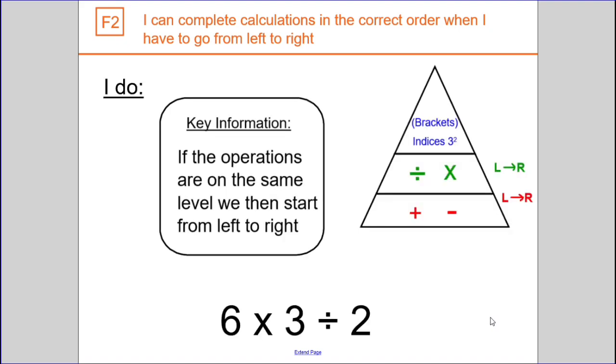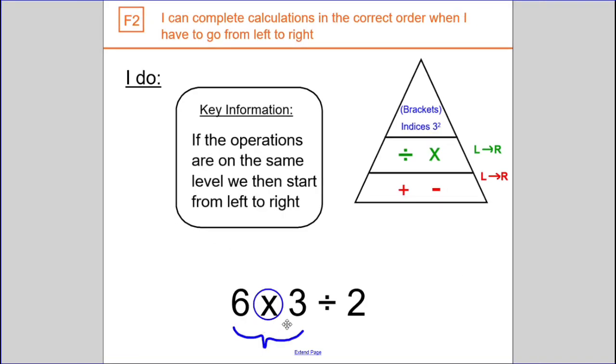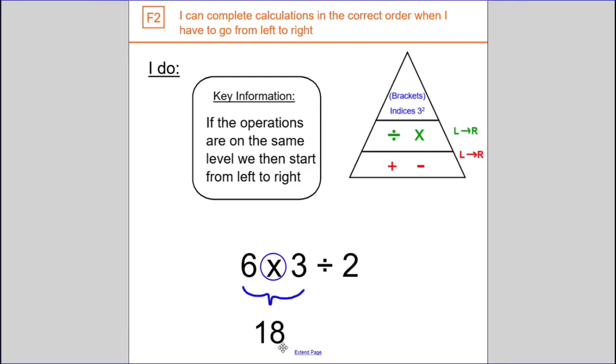Let's have a look at an example together and put it into practice. So we've got 6 times 3 divided by 2. So we've got a division and a multiplication, both present in the question. Remember, if they're on the same level, we start working from left to right. So we need to first do 6 times 3, which is going to be 18.